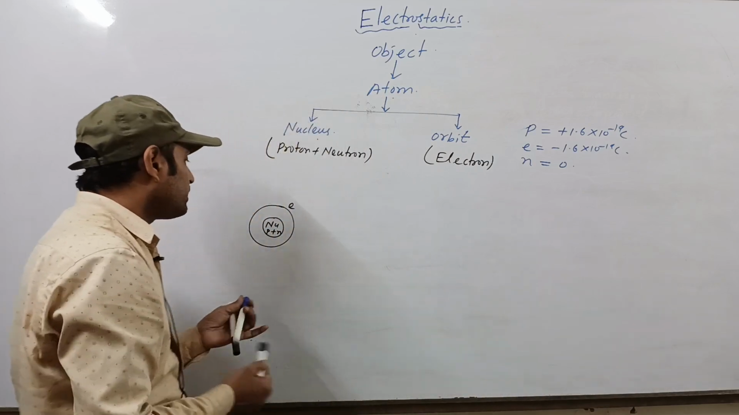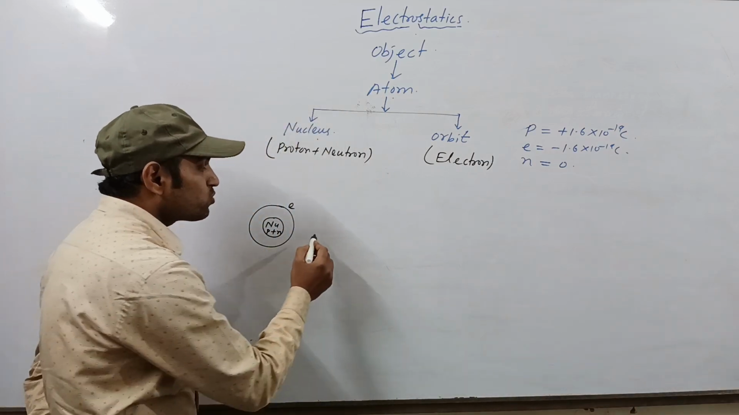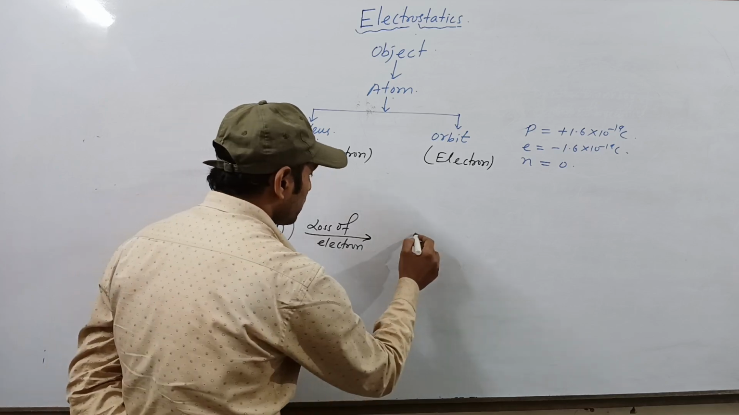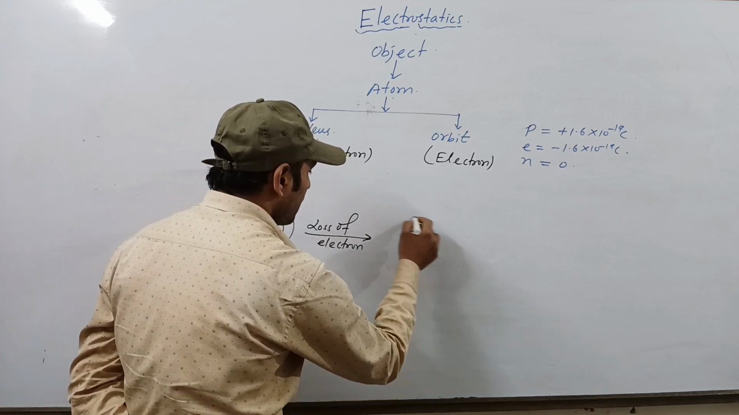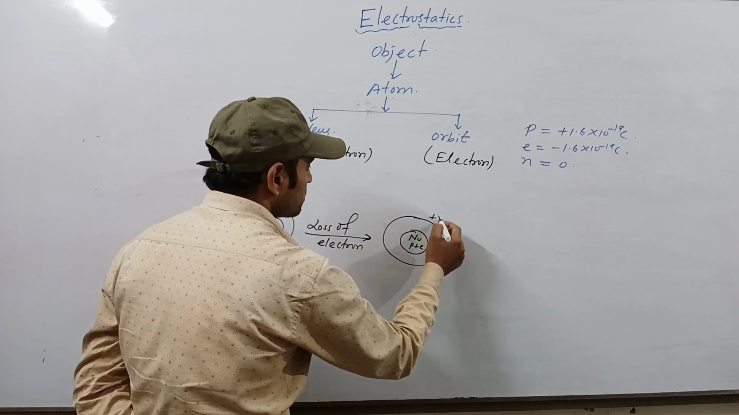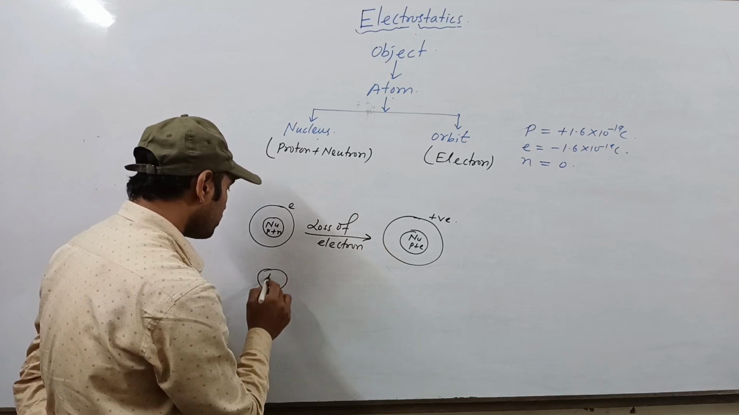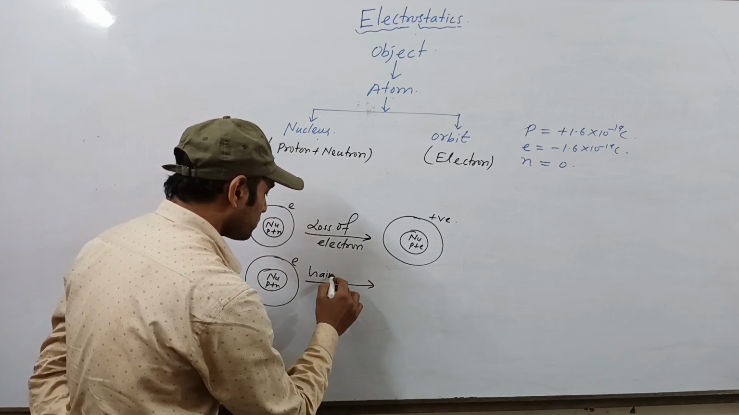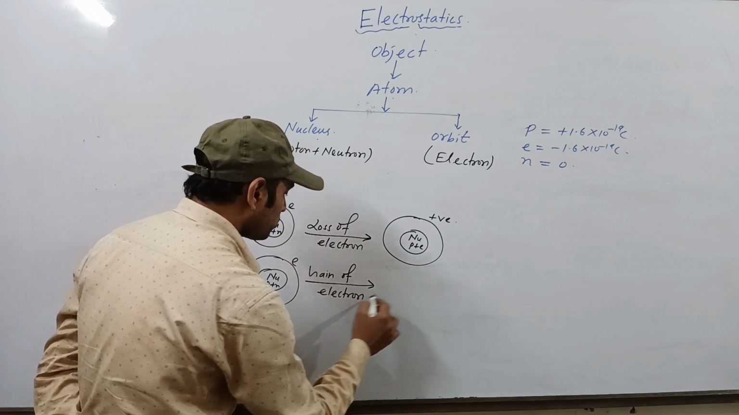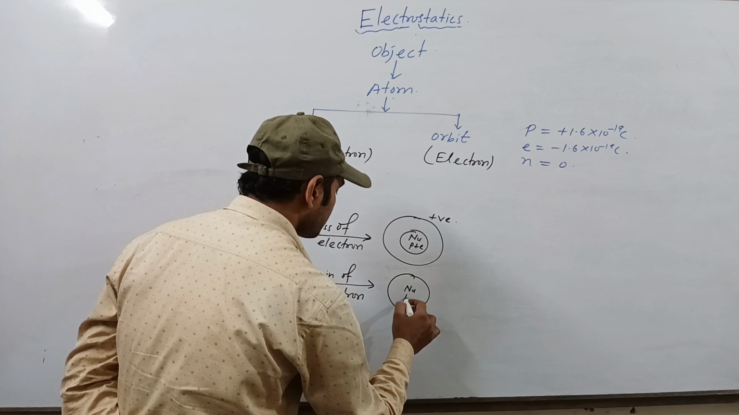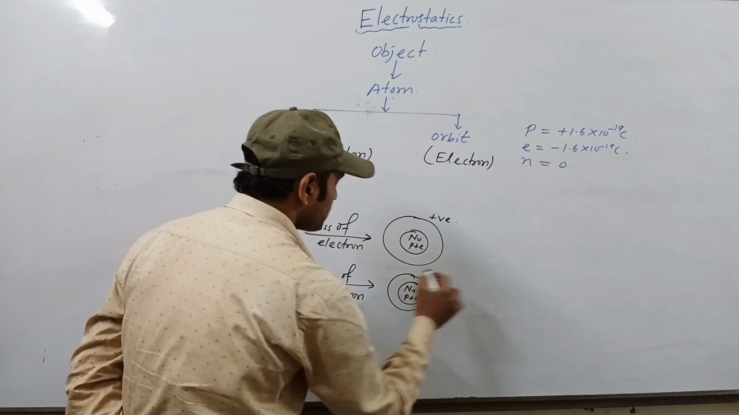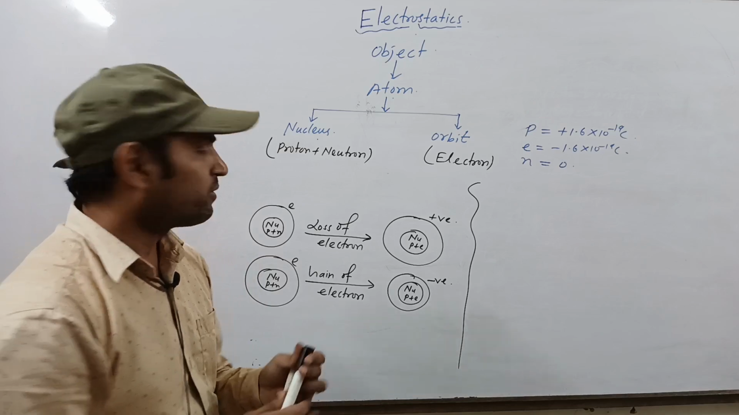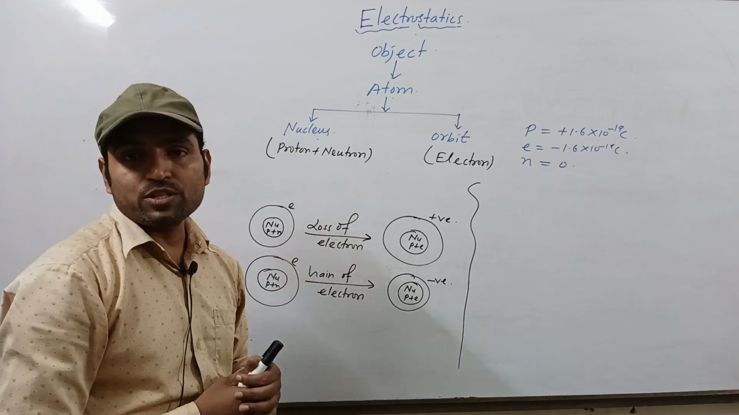Here the electrons are orbiting around the nucleus, and due to loss of electron, positive charge arises. Due to gain of electron, negative charge arises. Understand? So broadly we can classify how this positive and negative charge arises. We can understand it from the charge present on a nucleus.